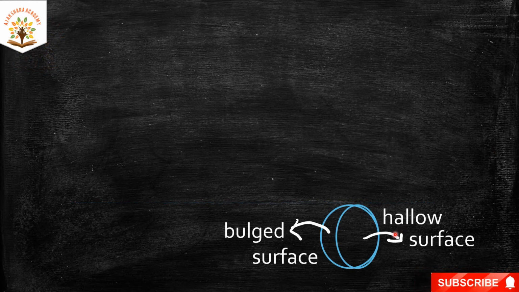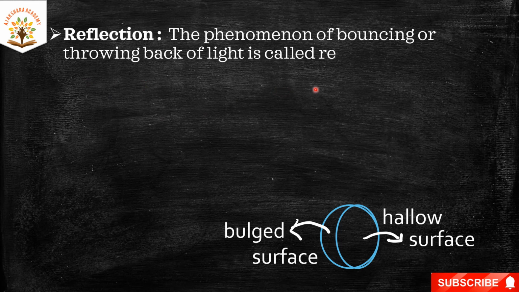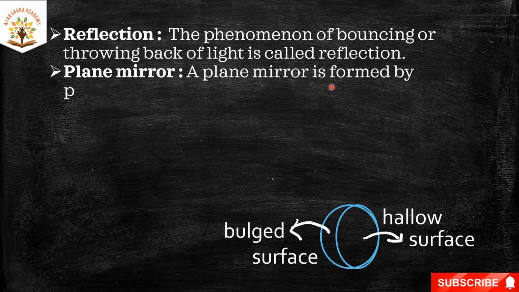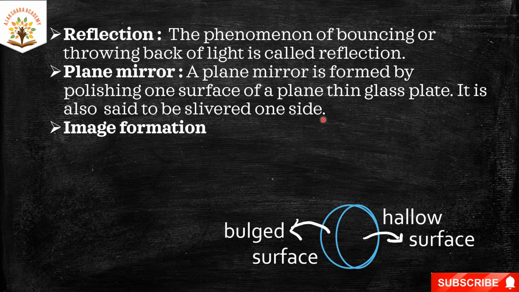Next, reflection. Nothing but the phenomenon of bouncing or throwing back of light is called reflection. What is a plane mirror? A plane mirror is formed by polishing one surface of a plane thin glass plate. It is also said to be silvered on one side.